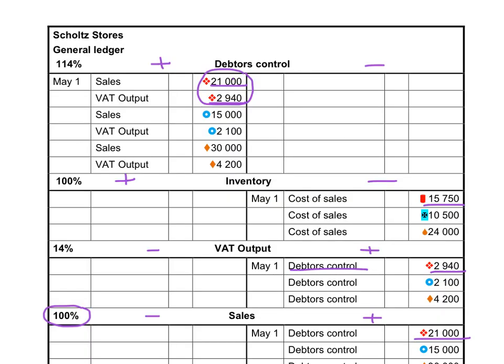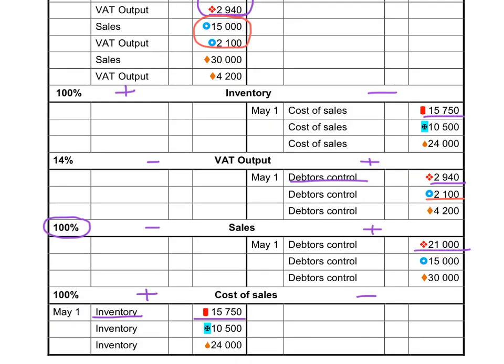The debtors control will be increased with the total amount that the debtors owe. That means the sales price and the VAT. And we will credit the VAT output account to increase the liability for the money that is owed to SARS, 2,100 Rand. And we will credit the sales account with 15,000 to increase the income with 15,000.